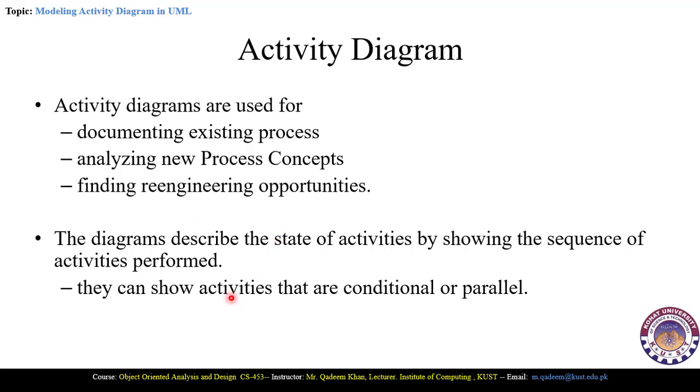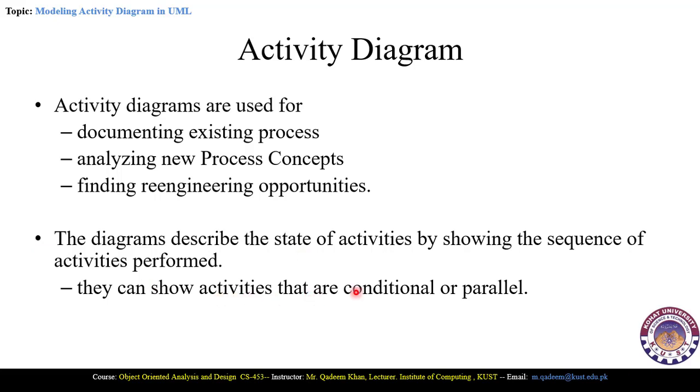Also, an activity diagram is used to describe the state of activities with the help of the sequence of activities performed. So different states of activities are defined by the activity diagrams here. The state of activities means that currently the activity is in the pending state, or it may be in the execution state. Also, we can say that that particular activity may be in the waiting state, and so on.